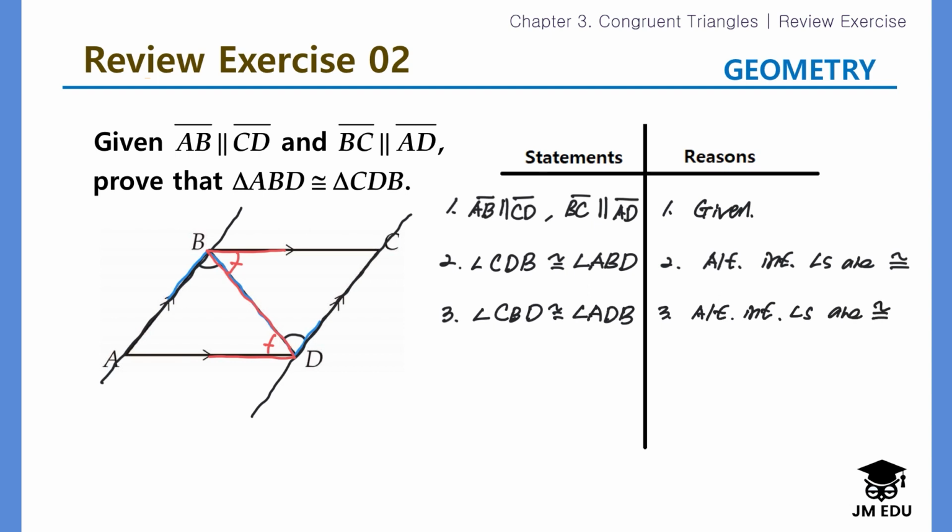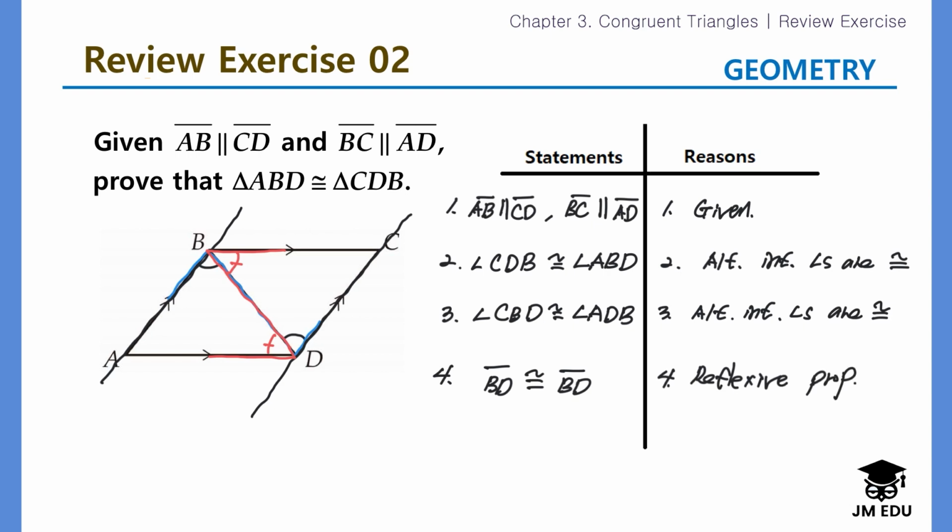Now when we look at these triangles, ABD and CBD, they share this side BD. So I can write number 4, side BD is congruent to side BD. That's the reflexive property.